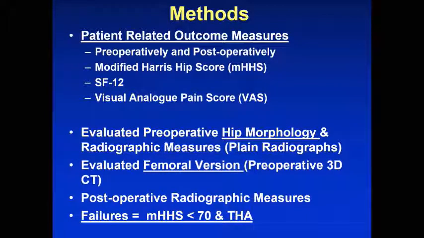We had patient-reported outcome measures. We evaluated their preoperative hip morphology as well, and radiographic measures using plain radiographs. Femoral version was measured with three-dimensional CT scans. Postoperative radiographic measures were done as well, and we defined a failure as a modified Harris hip score less than 70 or going on to total hip arthroplasty.